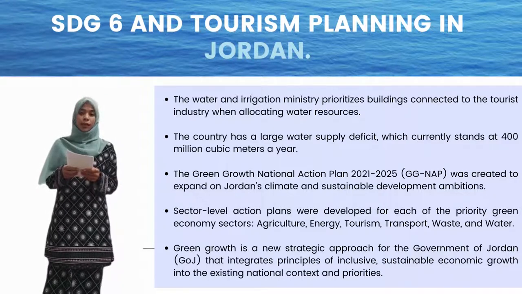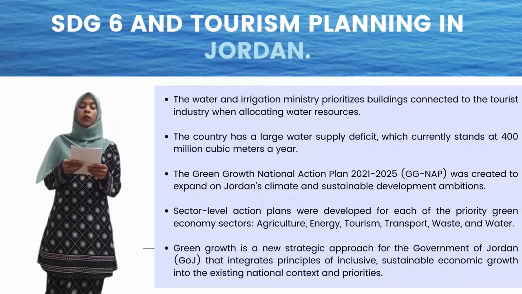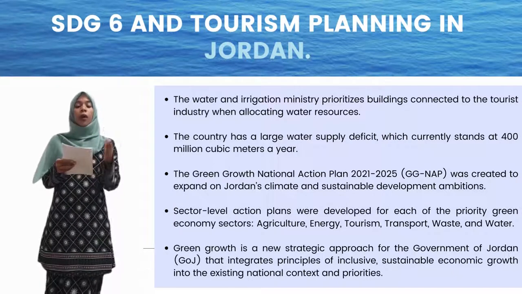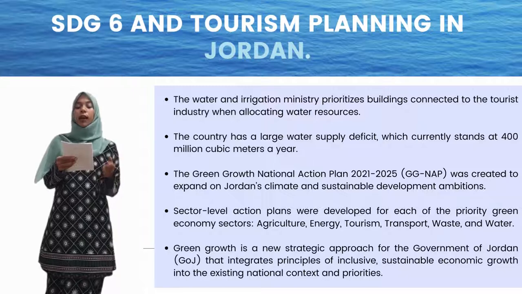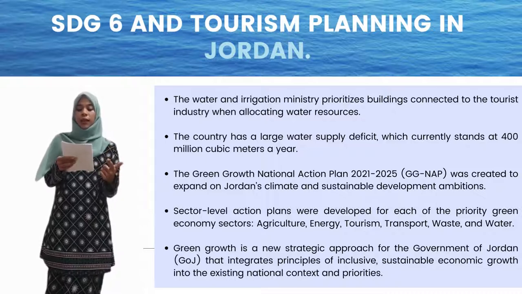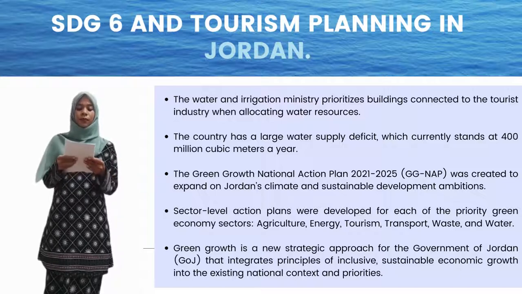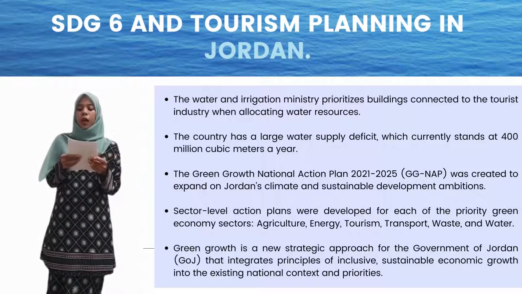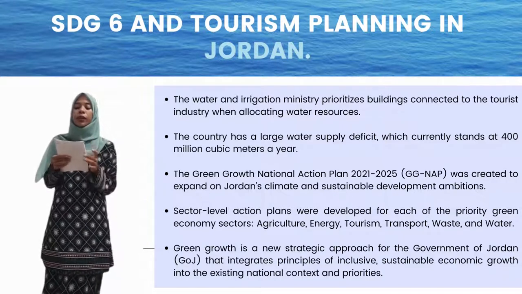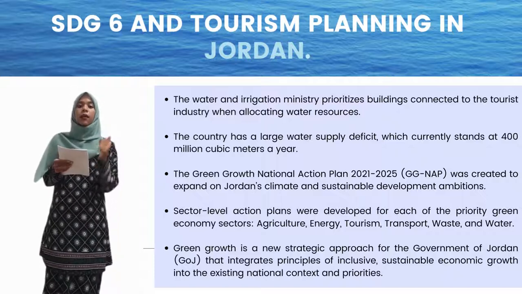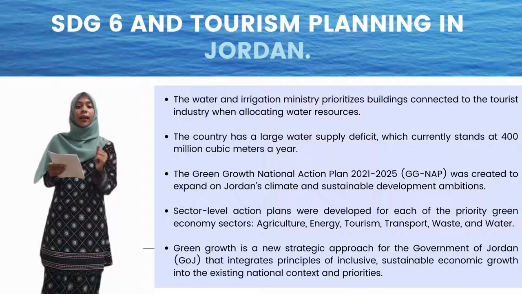Since 2017, Jordan has made the establishment of green growth a top national priority. The Green Growth National Action Plan from 2021 until 2025 was created to expand on Jordan's climate and sustainable development ambitions by mainstreaming green growth, climate change and sustainable development objectives into sectoral strategic frameworks. Sector-level action plans were developed for each of the priority green economy sectors, for example agriculture, energy, tourism, transport, waste and water.